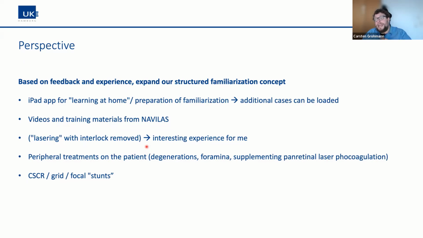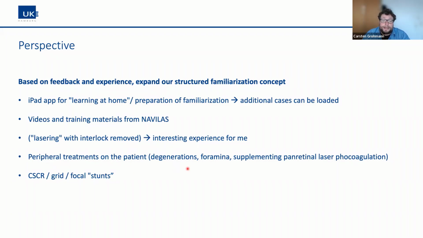Lasering with interlock removed. This was a personal experience of mine, very interesting. I personally sat in front of the laser with the interlock removed, so the laser does not laser my retina, but I can see the way it performs, because the aiming also went through the pattern. It was a very interesting experience for me, but don't try this at home without advice, and also without an operator of the Navilas company sitting next to you and operating the interlock removed.